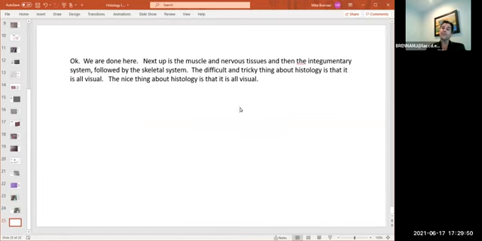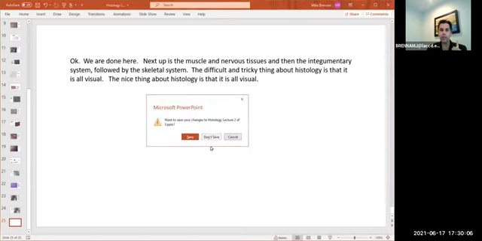Okay, so that's it for the connective stuff. Histology is very strongly visual. That makes it hard, but at the same time, that makes it nice. Now, I'm going to close this PowerPoint. I'm not going to save anything. And okay, pause screen sharing. Let's share our screen with this file.